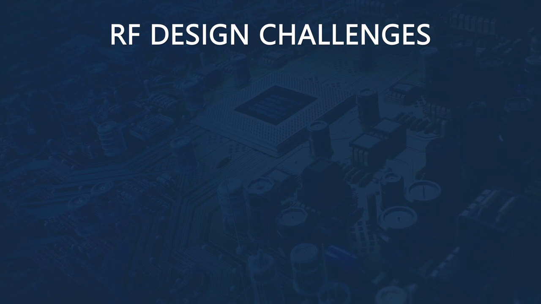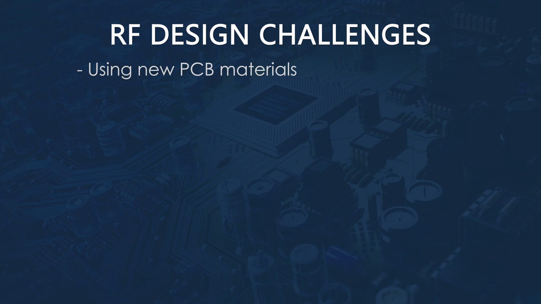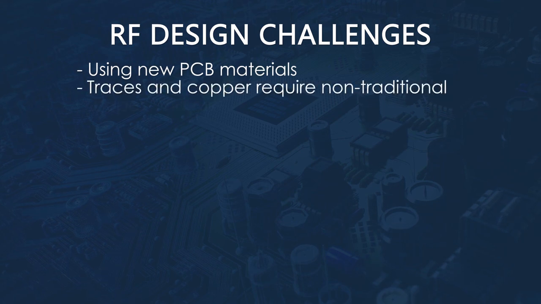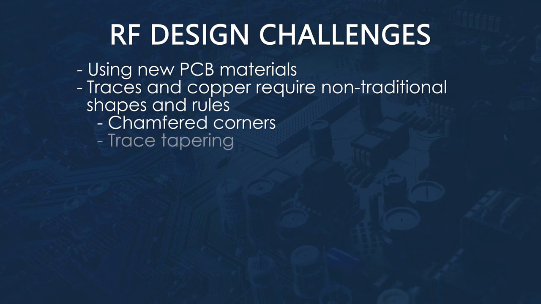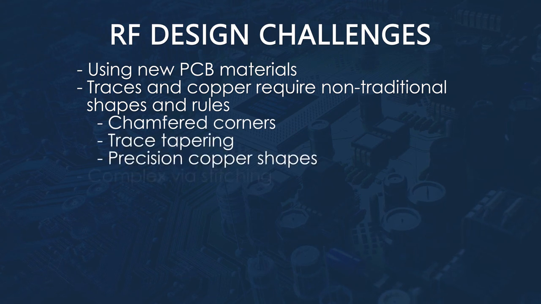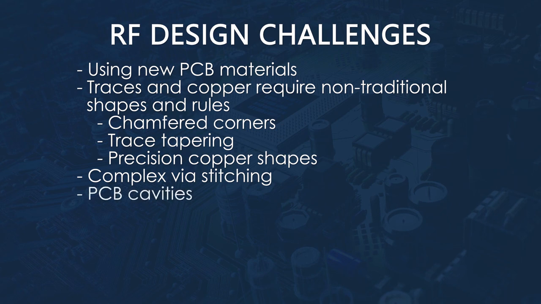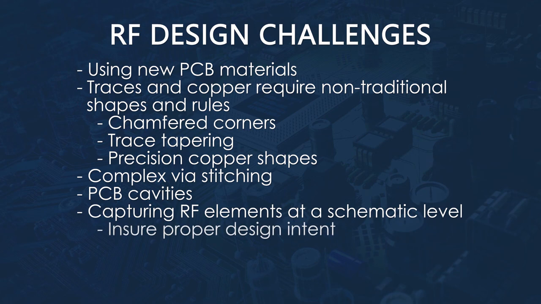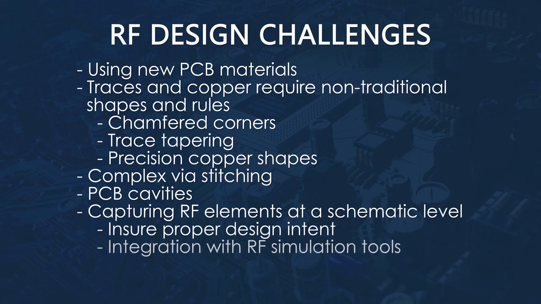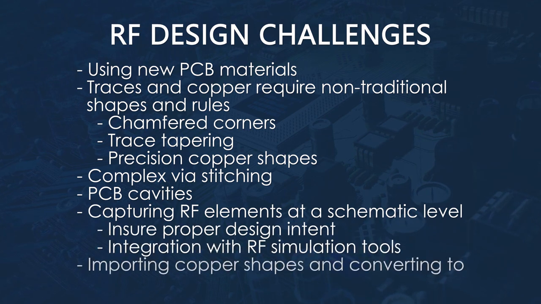Some of these new challenges will be using new PCB materials. Traces in copper require non-traditional shapes and rules like chamfered corners, trace tapering, precision copper shapes, using complex via stitching, in some cases PCB cavities, capturing RF elements at the schematic level to ensure proper design intent, integration with RF simulation tools, and importing proper shapes and converting to intelligent objects.